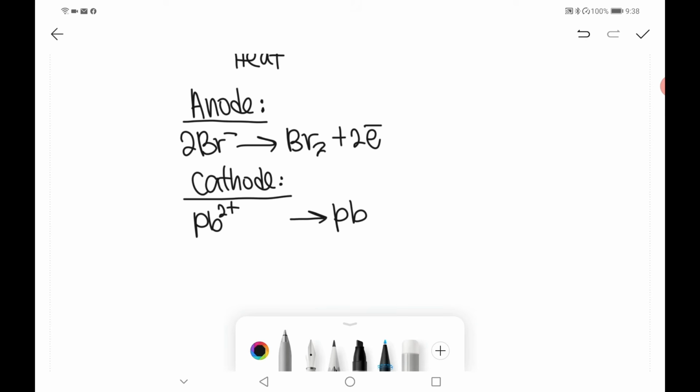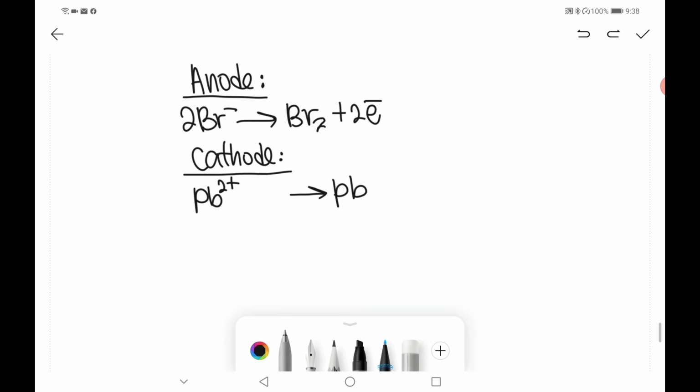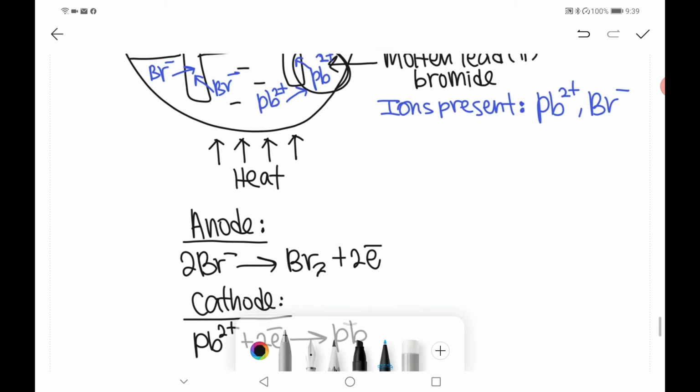So we balance the Pb. We have one Pb on the left and one Pb on the right, so it is balanced. Total charge on the left is plus 2, on the right is 0. The charge differs by 2, so we need 2 electrons. Put the 2 electrons on the more positive side. By doing that, now we already have our half equation.